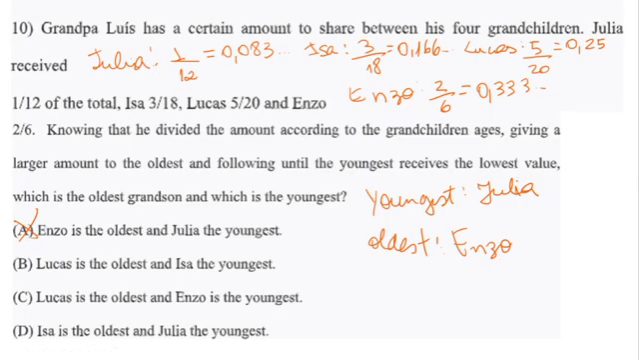And the last one, you needed to take their ages that are in fractions and change them into decimal numbers to see who was the youngest and the oldest person. So Julia is the youngest and Enzo is the oldest, right?